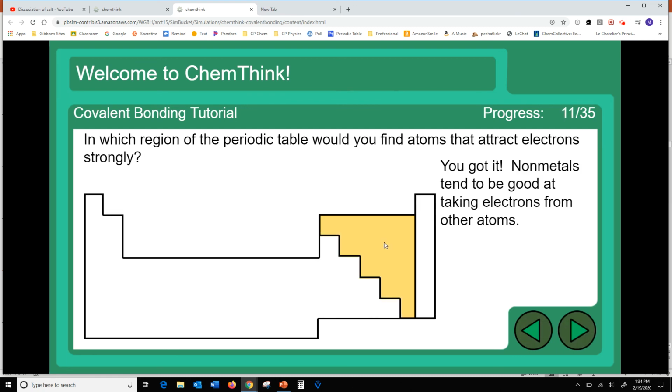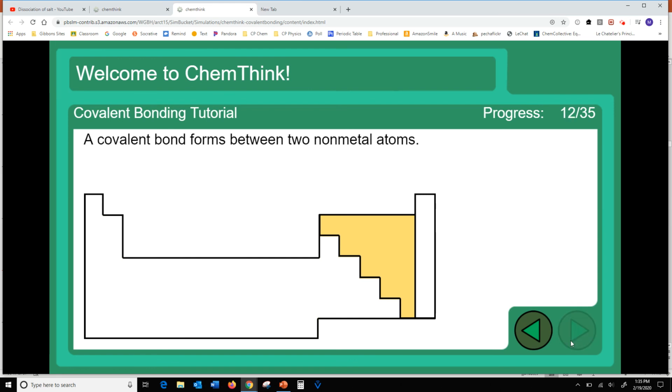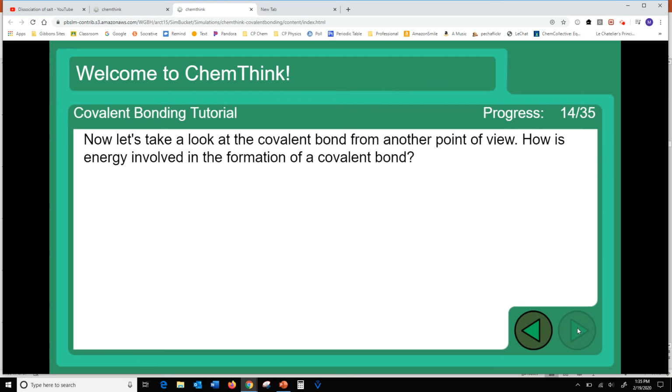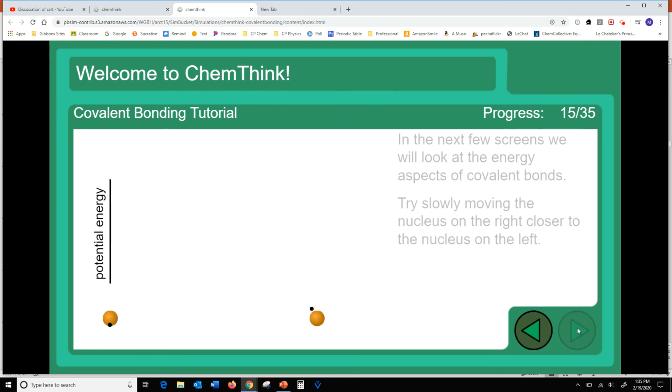You're talking about the same side of the periodic table, nonmetals and nonmetals having the same attraction for the electrons. So therefore they don't let go. And remember, hydrogen is considered a nonmetal. So it does tend to do these covalent bonds.